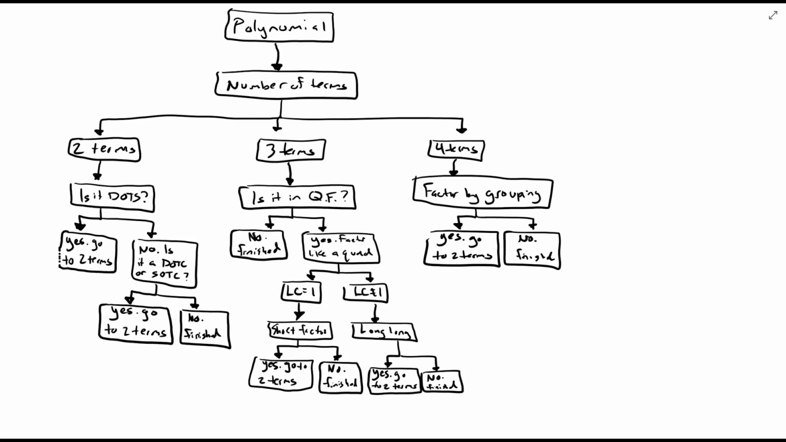Now, there's a couple of situations that are not very satisfying. So, for example, we just stopped if we had a three-term polynomial that was not in the quadratic form. We didn't have any way to deal with that. That's something that we need to fill in. For a four-term polynomial that we can't factor by grouping, we didn't have anything else to do, so we just stopped. We're going to fill that in.